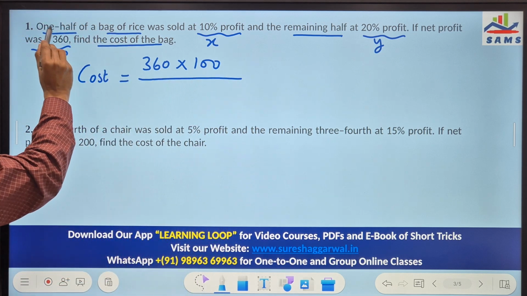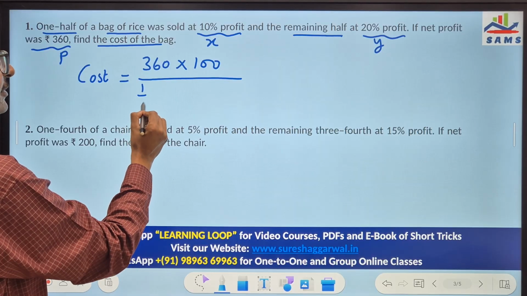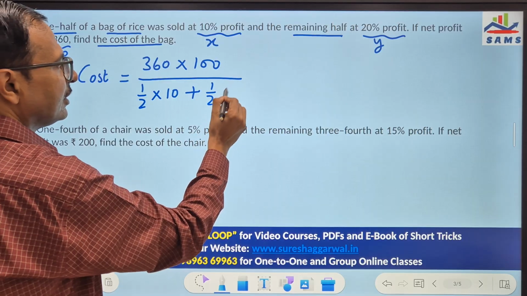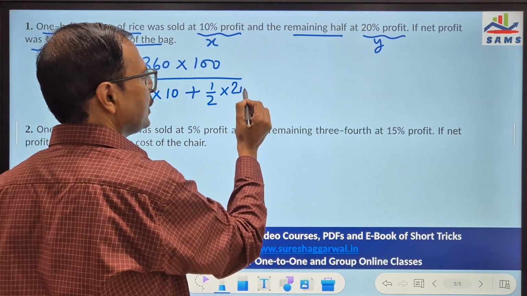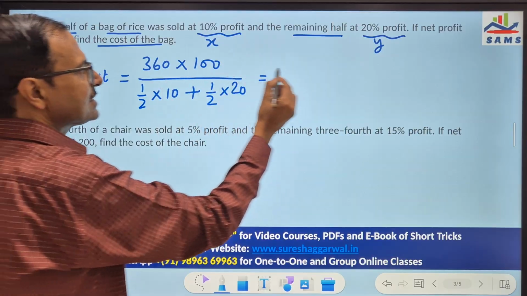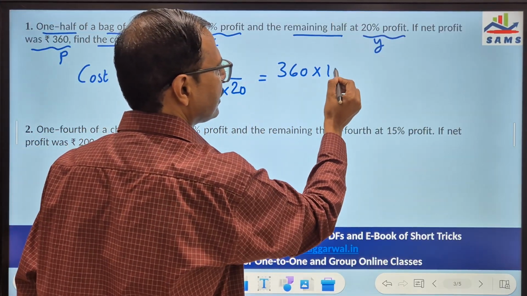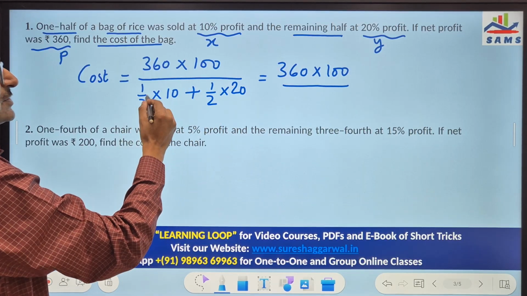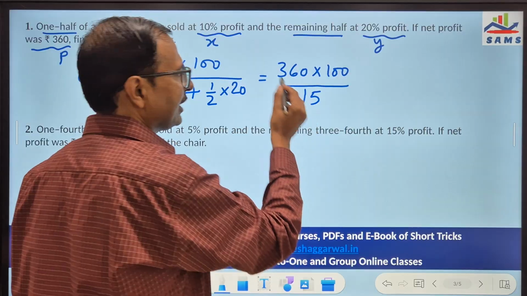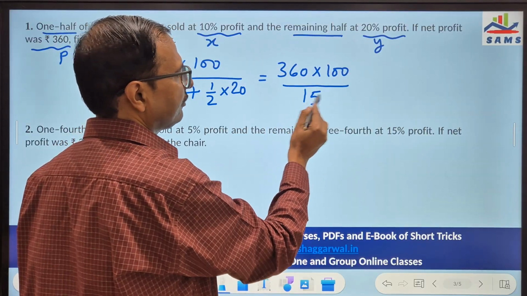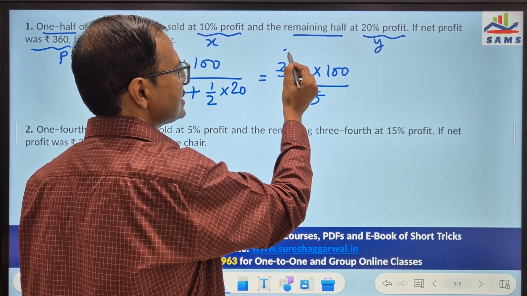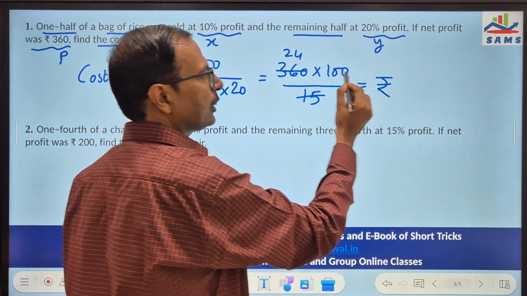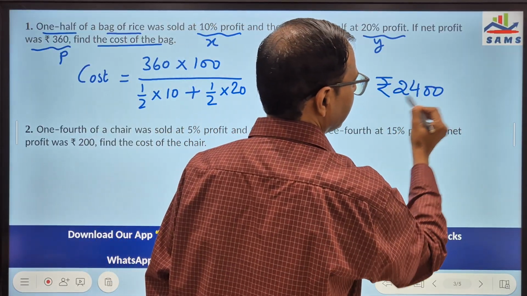In the denominator, because it is half and half, so half of the first profit percent, that is 10, and other half with 20%, so 20, and that will give us 360 times 100 and divide that by half of 10 is 5, half of 20 is 10, so 10 plus 5, 15, and I think we can cancel these two. 15 2 times is 30 and 4 times, so the value of the item comes out to be rupees 24 into 100, which is 2400.